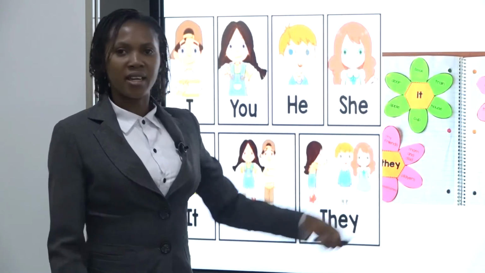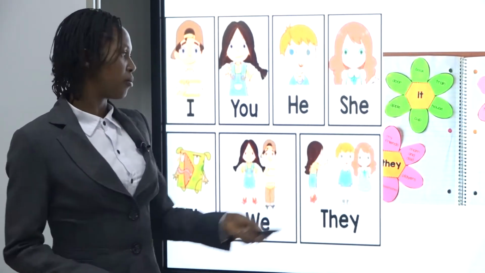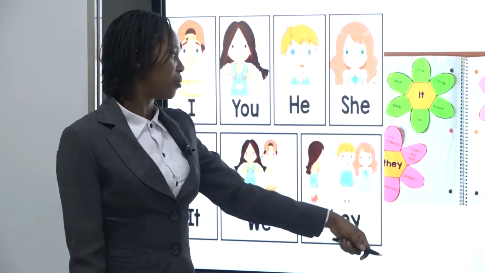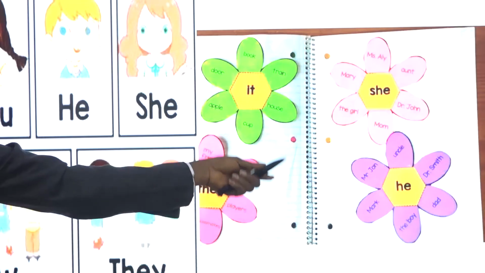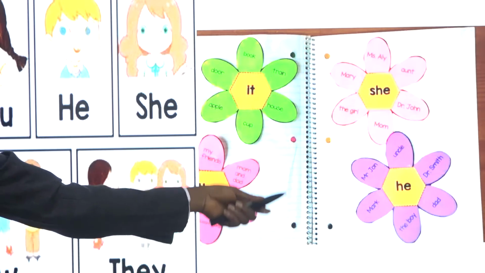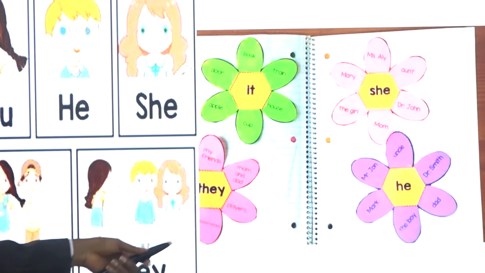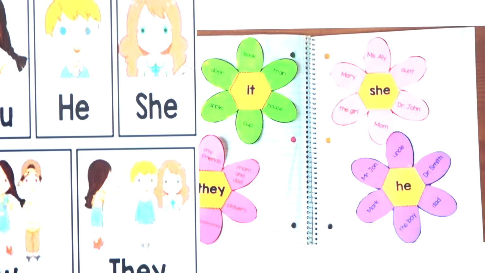Also, we use he for males. For instance, Mr. John, Uncle, Dr. Smith, Dad, the boy, Mark. We use he to replace the males.